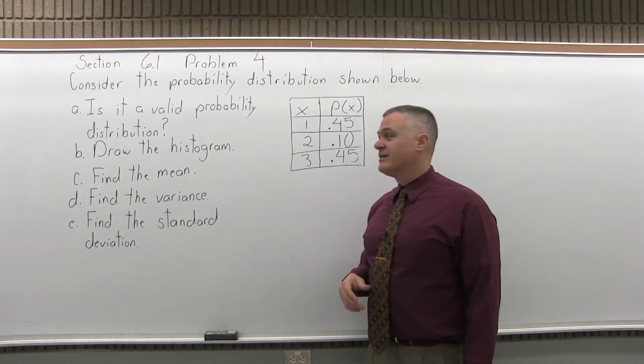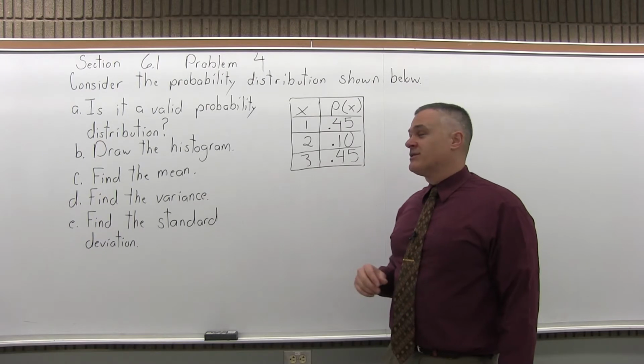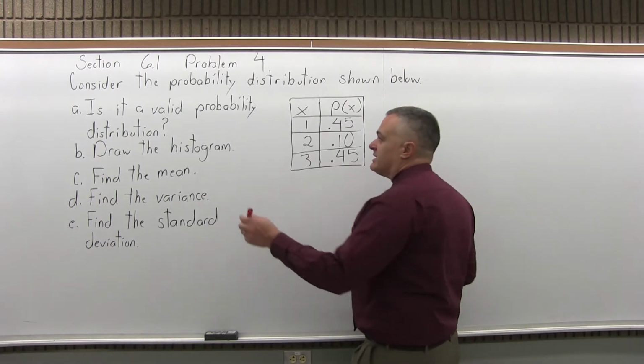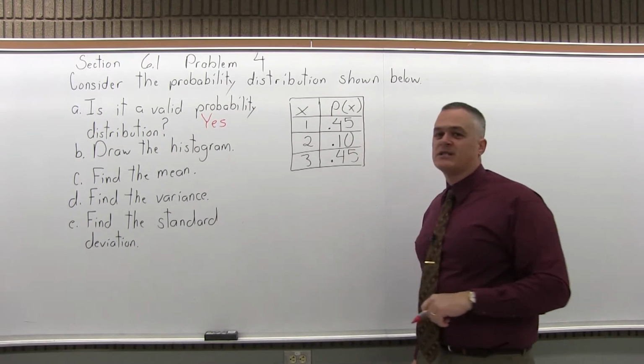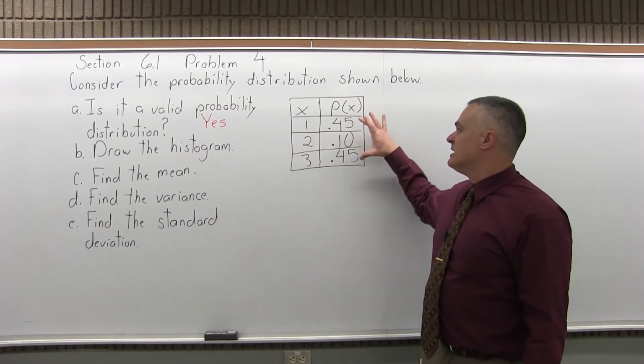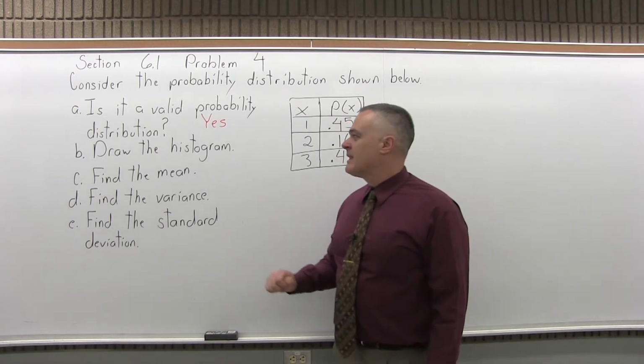You could do it on your calculator, but as soon as I see it as money, I can do it easily without the calculator. So part A, is it a valid probability distribution? Yes, it is. Again, because it satisfies the 3 rules. Everything in the first column is a number. Second column, everything's between 0 and 1. Total of the second column is 1.